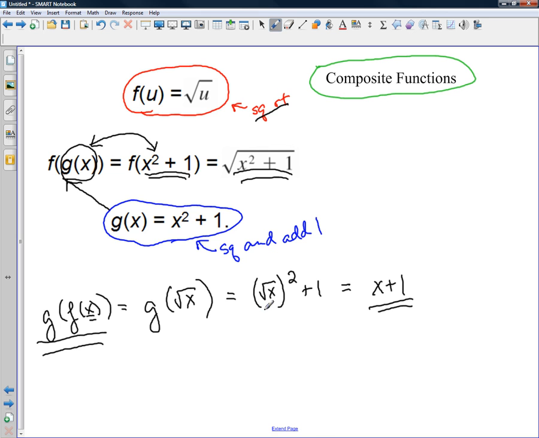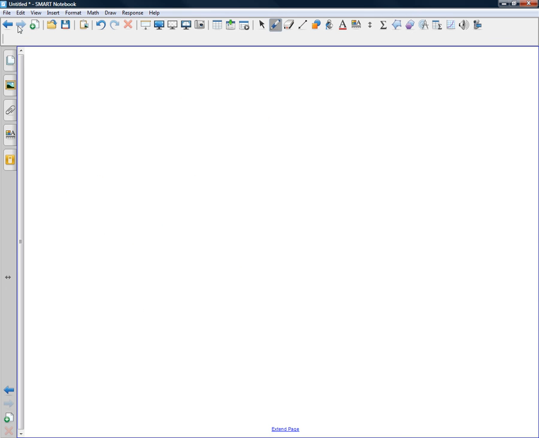Let's do that one more time. And this time let's do it with three functions. Let's say we have f of x is the squaring function. Let's say g of x is taking and adding a number like 4 to any value. And let's say we have the h function, which is take and find the cubed root of whatever you've got.